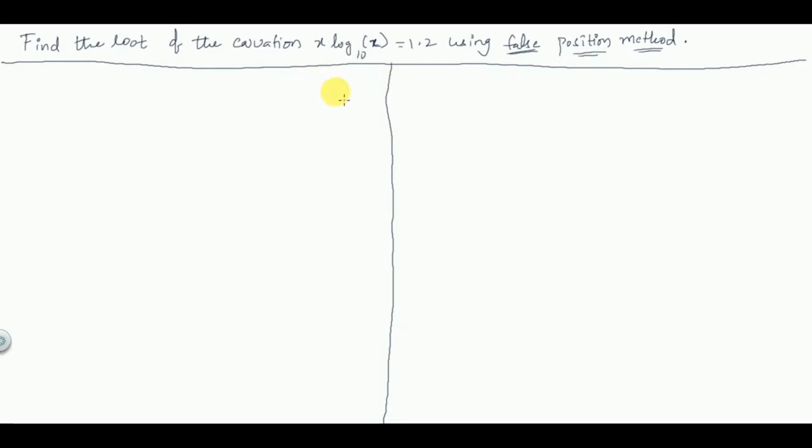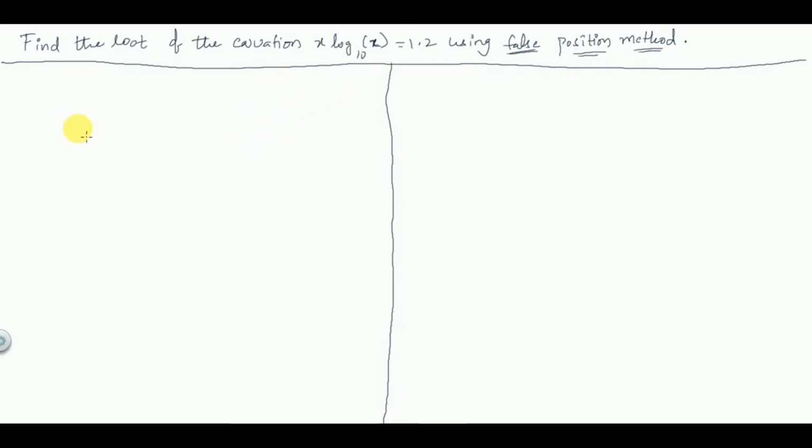I have already discussed the false position method and an example in the previous video. If you have not seen that video, I'll give the playlist link in the description. Go through them, you'll understand the concept well there, and then come back here to solve this problem.